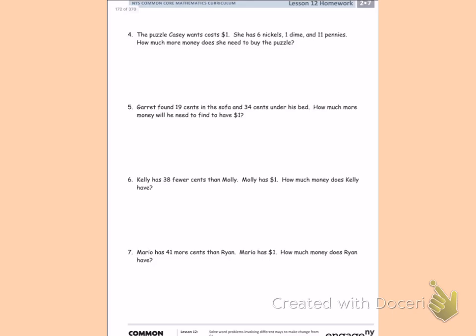Item 4 says, the puzzle Casey wants costs $1. She has 6 nickels, 1 dime, and 11 pennies. How much more money does she need to buy the puzzle?